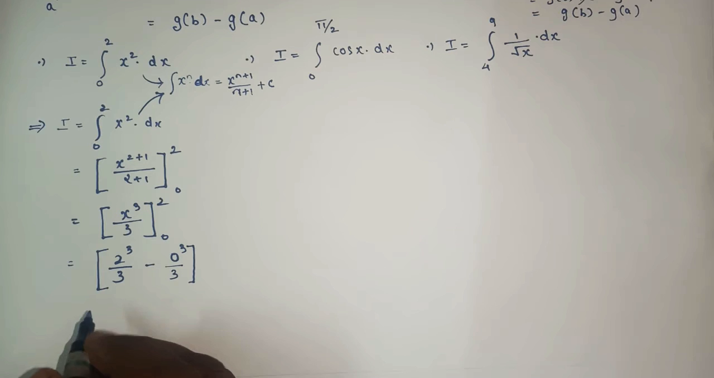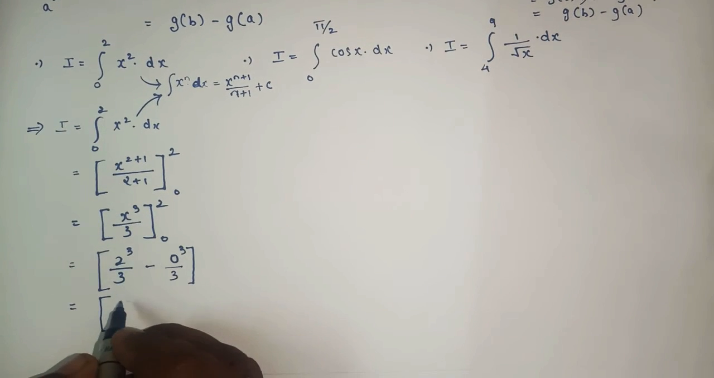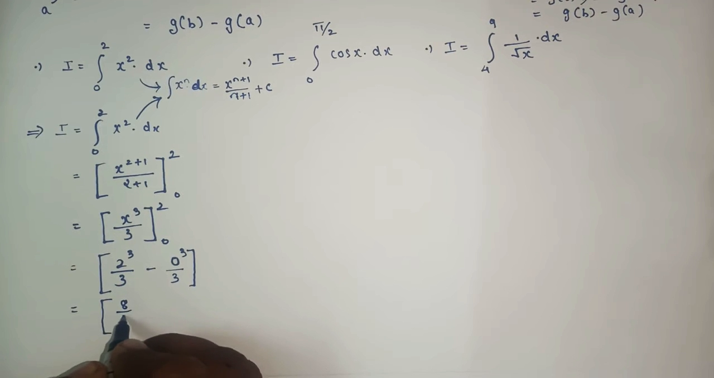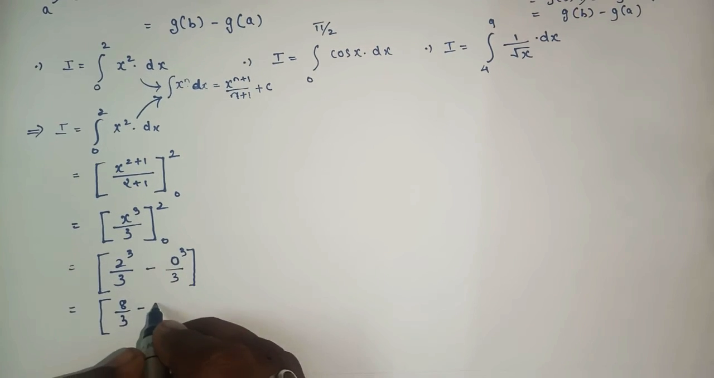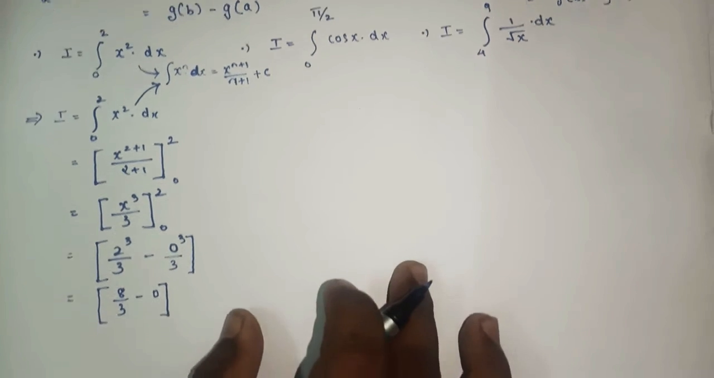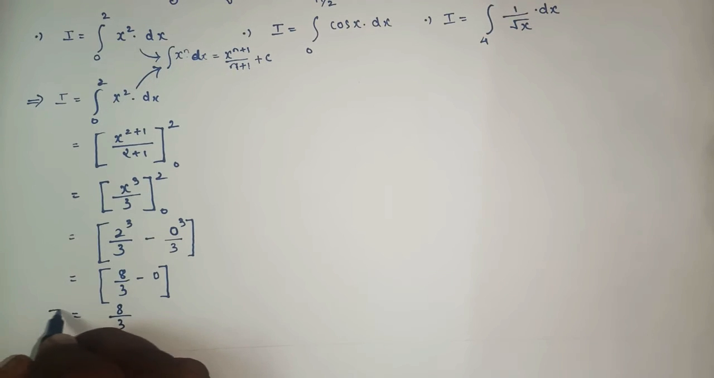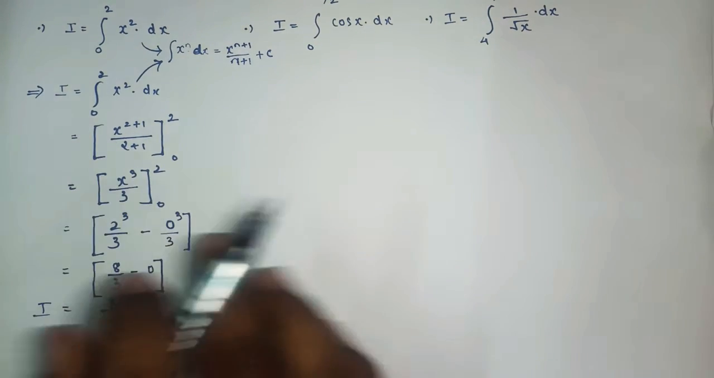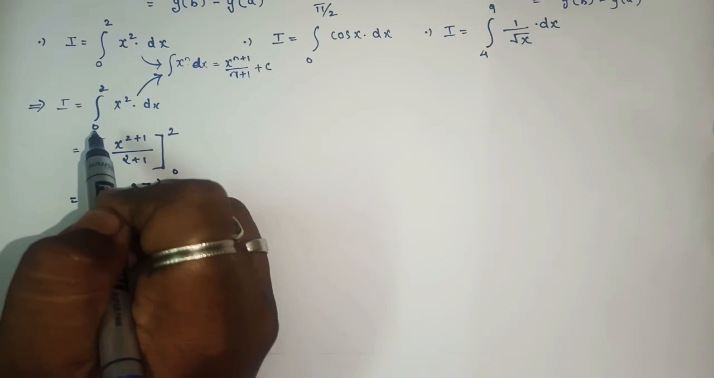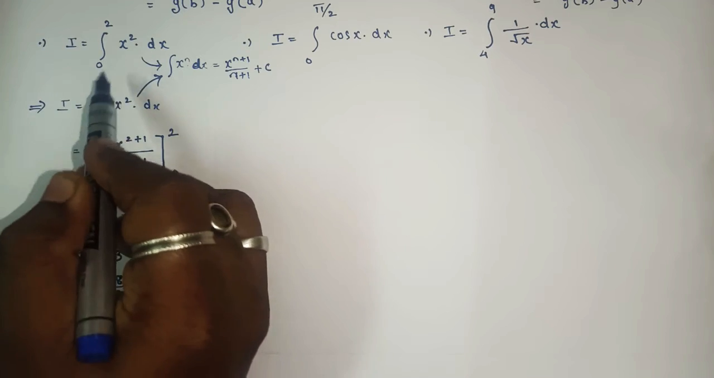Then in the next step you will get what? 2 cube, which is 8 upon 3, minus 0 cube is 0, so 0 upon any number will be 0. So here we got the final answer, it is 8 upon 3, and 8 upon 3 we cannot cancel further. Okay, so this is the answer for this integral with the lower limit as 0 and the upper limit as 2.